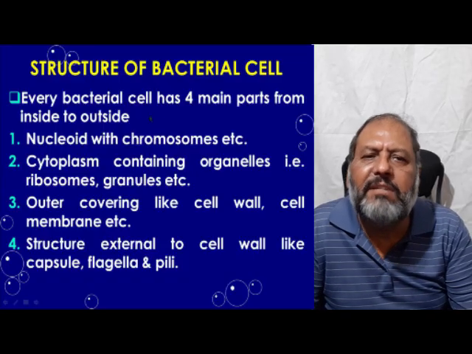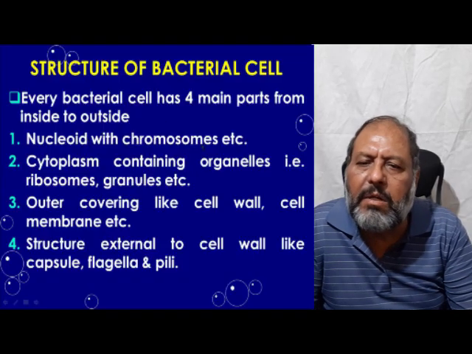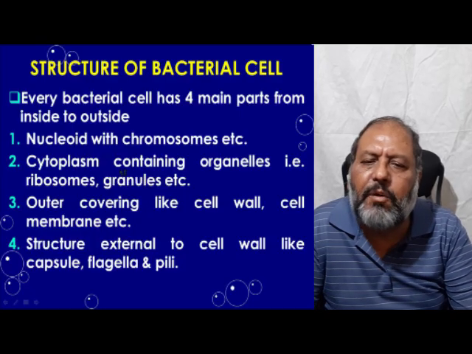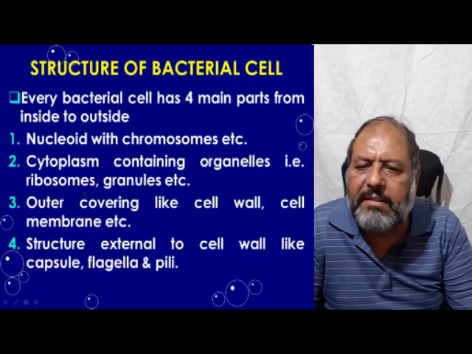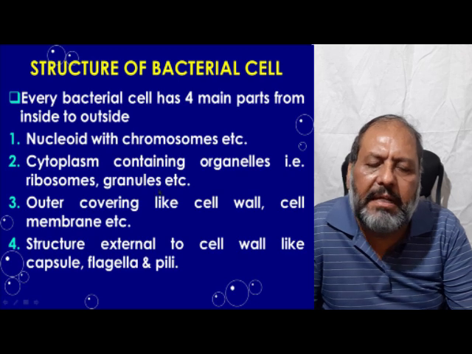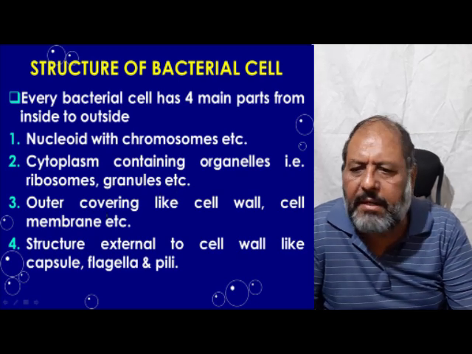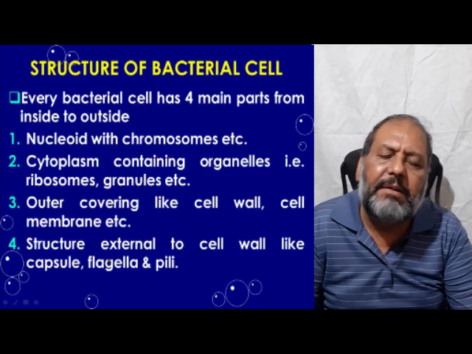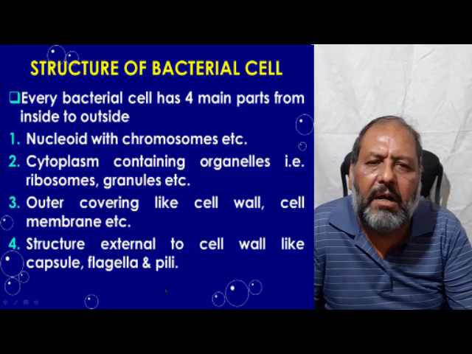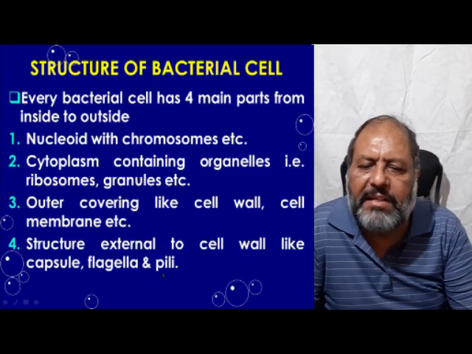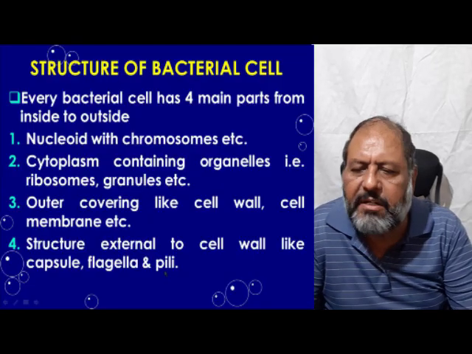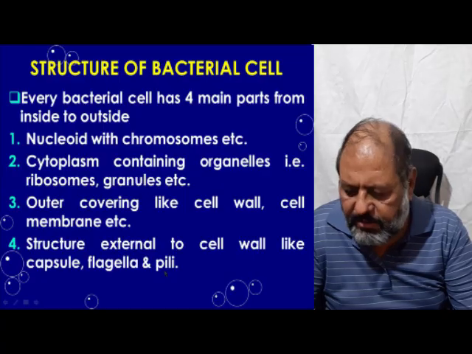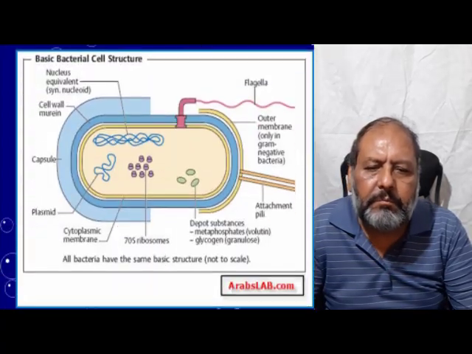So the structure of the bacterial cell, every bacterial cell has four main parts if we discuss it from inside to outside. Nuclei with chromosome in the center. Out of that, cytoplasm containing organelles, that is ribosomes and granules, as I have shown you in the previous diagram. Outer covering like cell wall and cell membrane, and structures external to the cell wall, these are the capsule, flagella and the pili which come out from the cell wall but lie outside of it.